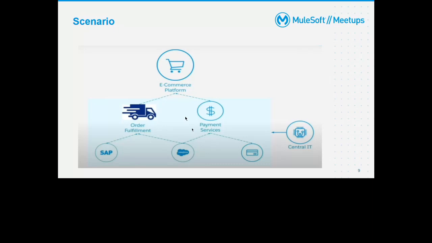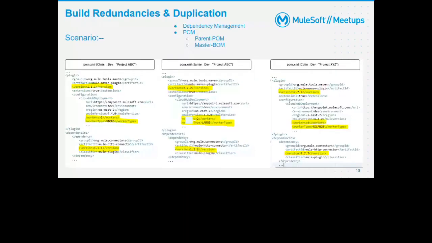So as we understand the current scenario and the organization structure, we assume the following: each team is responsible for building a specific set of APIs and Mule applications while also maintaining their source code in Git repositories, and each team decides the plugins they want to use while the central IT dictates the versions of commonly used modules and plugins. Now here comes the main part. We'll see build redundancies and duplication. We'll talk about issues with dependency management, build redundancies, and how to solve them using parent POM and master BOM concepts.